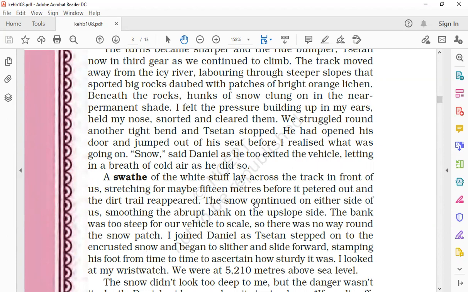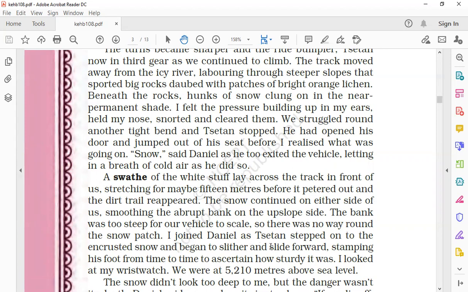So 15 meter tak ka jo distance tha wahan par snow thi and ye chinta ka vishay isliye tha kyunki snow par gaadi chalana thoda difficult hota hai, car slip ho sakti hai. So the snow was on both sides of them and it was difficult to move the vehicle in that condition. So the snow continued on either side of us, smoothing the abrupt bank on the upslope side. The bank was too steep for our vehicle to scale, so there was no way round the snow patch.